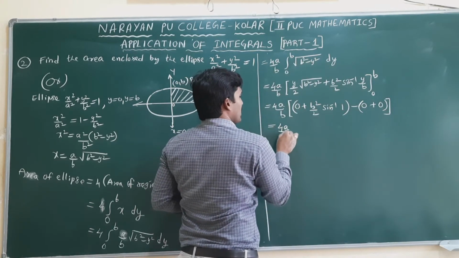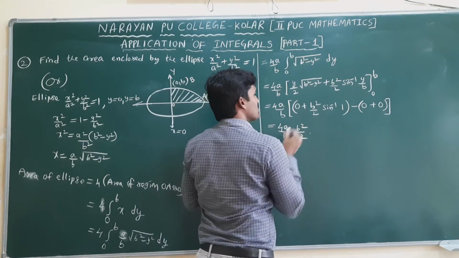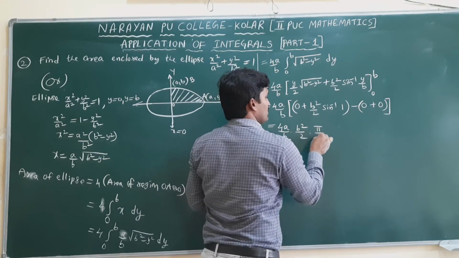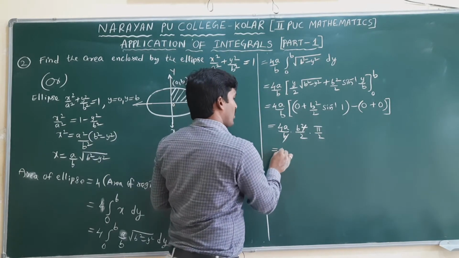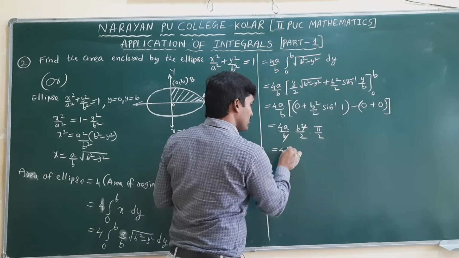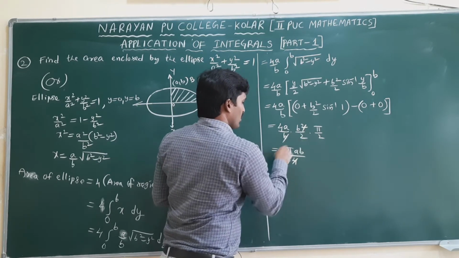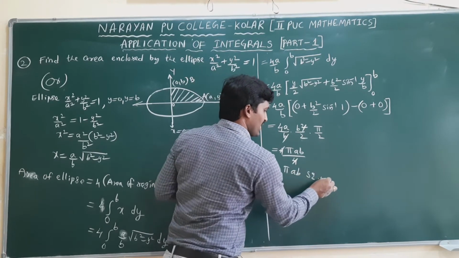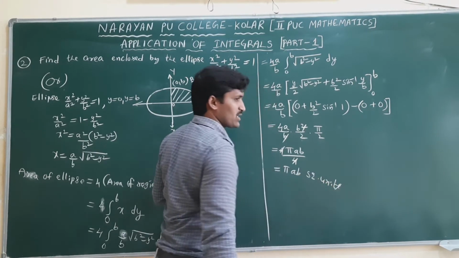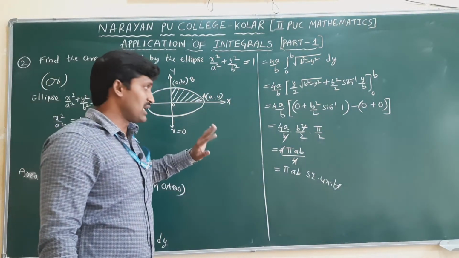Here 4a by b into what remains left here? b square by 2 into sin inverse of 1, which is pi by 2. The b value cancels. In the numerator the remaining value left is pi ab, in the denominator 2 twos are 4. Now 4 cancels. What is the answer we got? Pi ab square units. If you do with respect to x or with respect to y, the answer will be the same. It never changes.